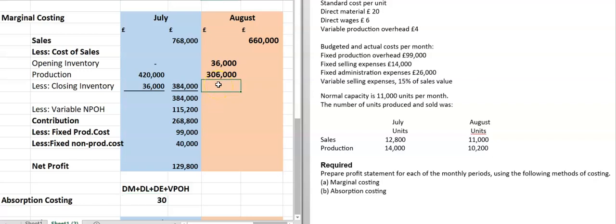How to calculate the closing inventory? Right, let me tell you how to calculate it. So what is your opening inventory? That is 1,200 units. Plus what is your production? Whereas in July there was no opening inventory, so we used 0. But here there is an opening inventory which is 1,200 units, plus the production will be 10,200 and minus the sales will be 11,000. So you get 400 units of the closing stock. This into what is the value? 30. So you just make this amount here.